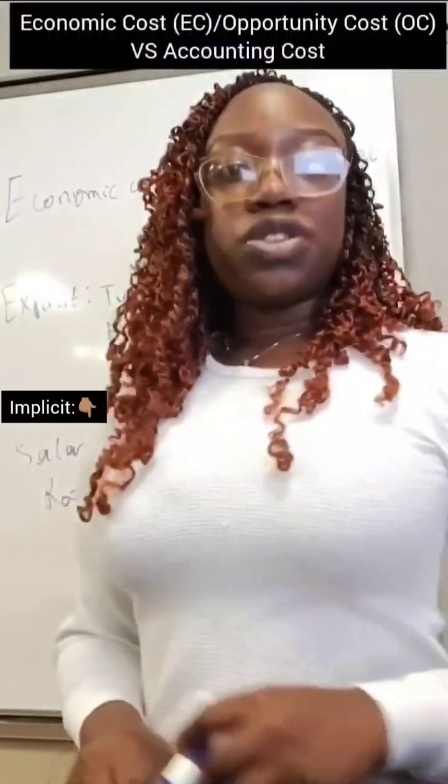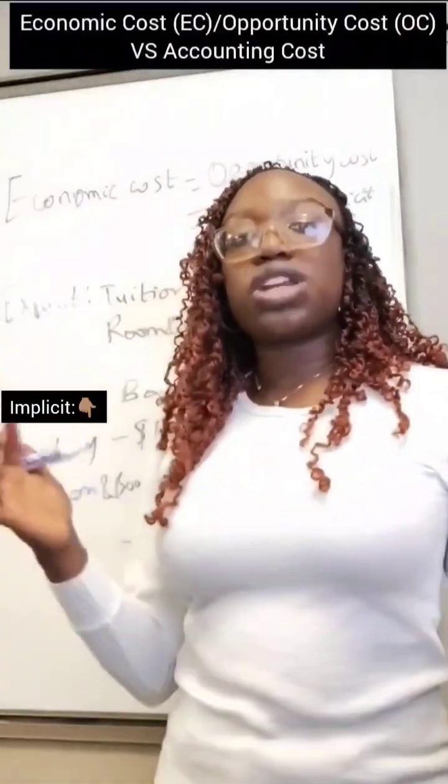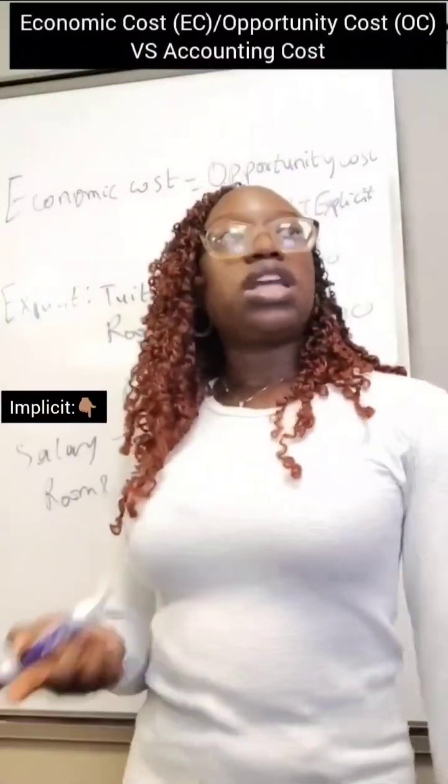So remember we talked about opportunity cost earlier on, and that is basically a combination of your implicit and your explicit cost. In other words, what are the values of things you're going to have to forego in order to get a particular item, right? So let's take an example real quick.